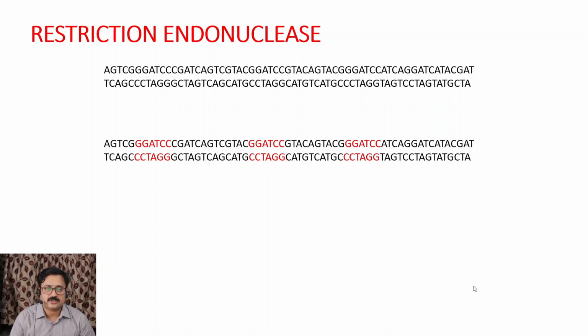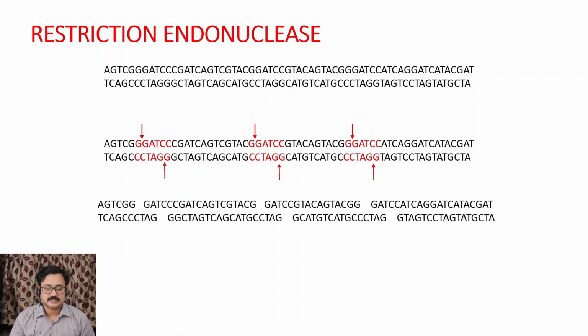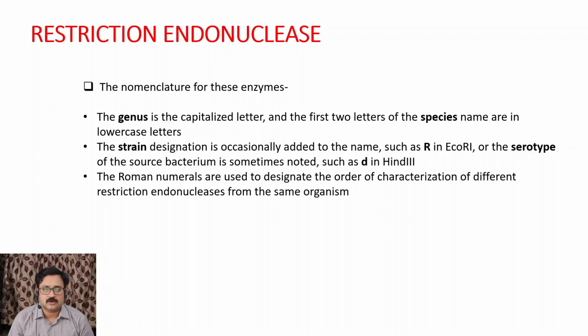This cleaving is also very specific, that is, they will cleave in between two specific nucleotides. In this example, the arrow shows where they will cleave the DNA molecule. At the end of the restriction endonuclease digestion, these are the fragments of DNA that we are going to get. Now coming to the nomenclature of this enzyme.